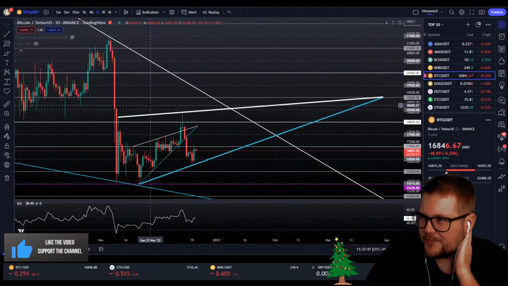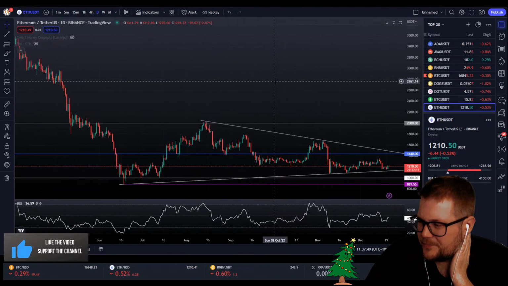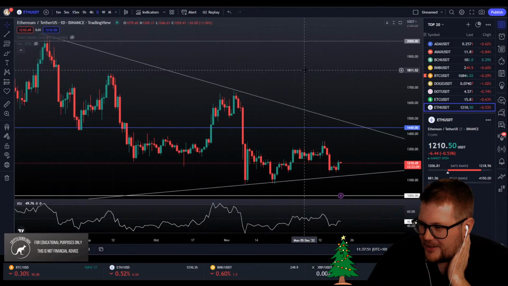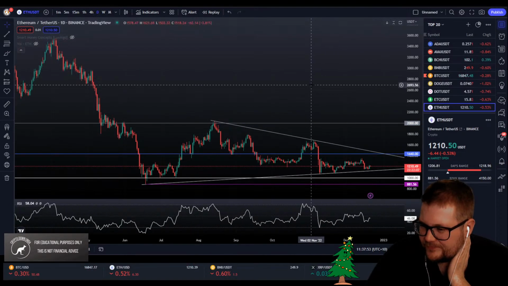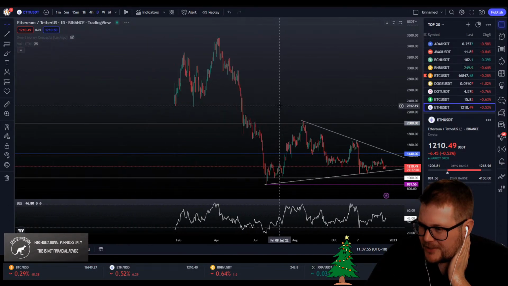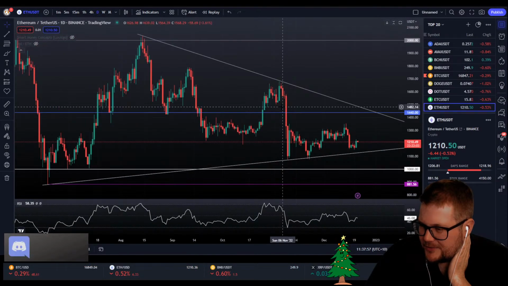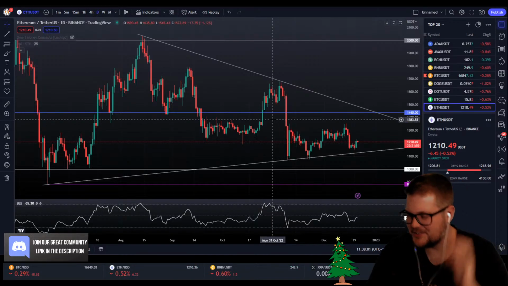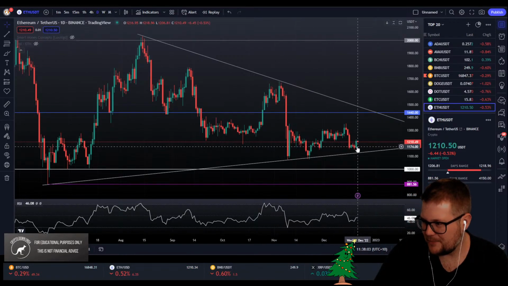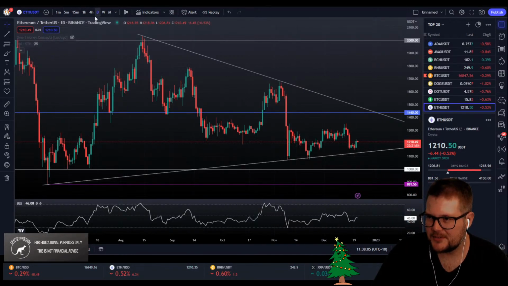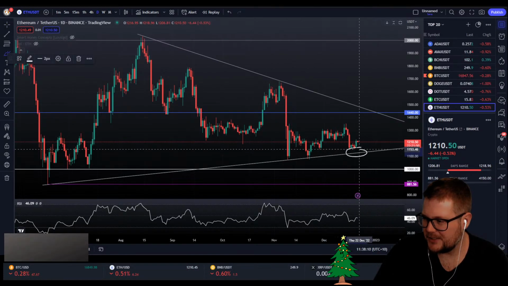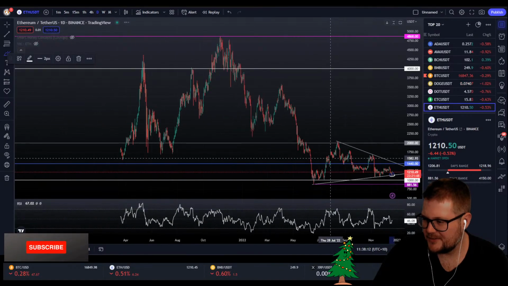Let's have a look. Ethereum, similar kind of thing. Not much movement. There hasn't been a hell of a lot to talk about since the last stream. This bump up yesterday was good. It got us away from the danger zone of being near the support line.